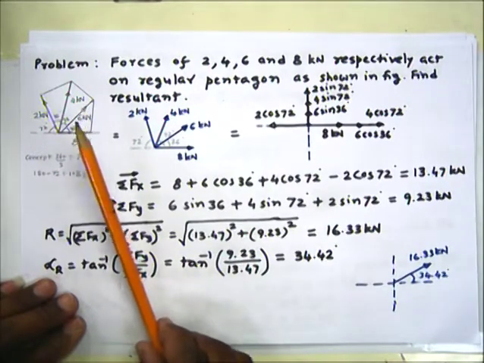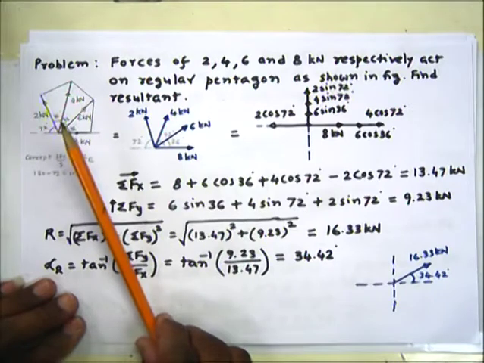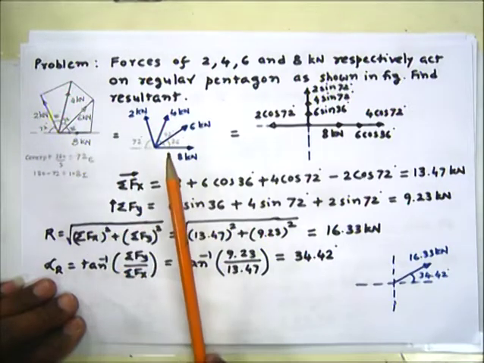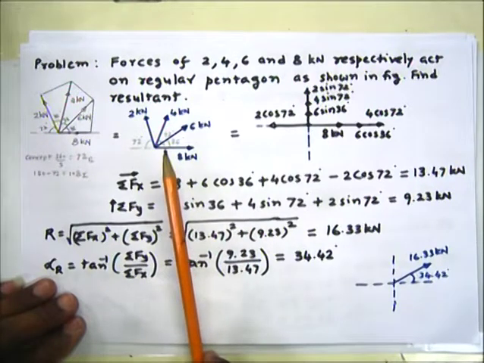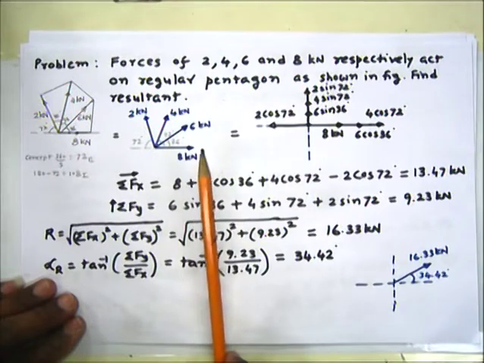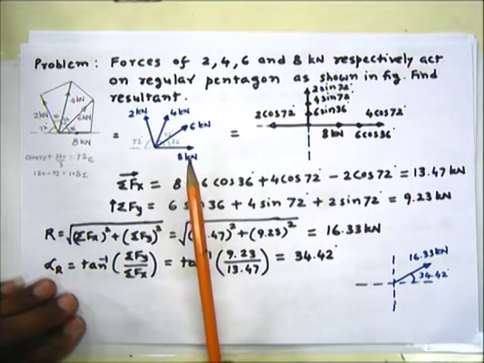We can write the forces acting on this point like this. So this is what the force system is. So here along x, considering the x-axis, that force is 8 kilonewton.